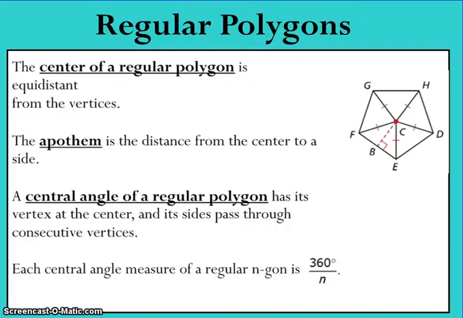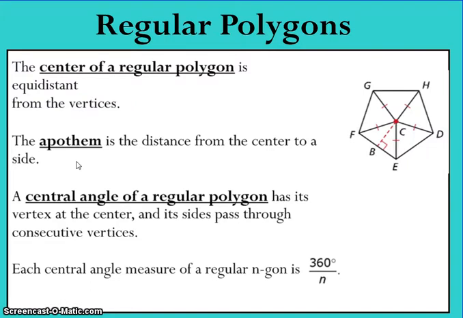Alright, welcome to Unit 3, Lesson 2 video regarding the area of regular polygons. As a refresher, a regular polygon is a polygon where all the sides and all the angles are the same measure. So that being said, we know that the distance from the center to each vertex must be the same length. That's because it's a regular polygon.